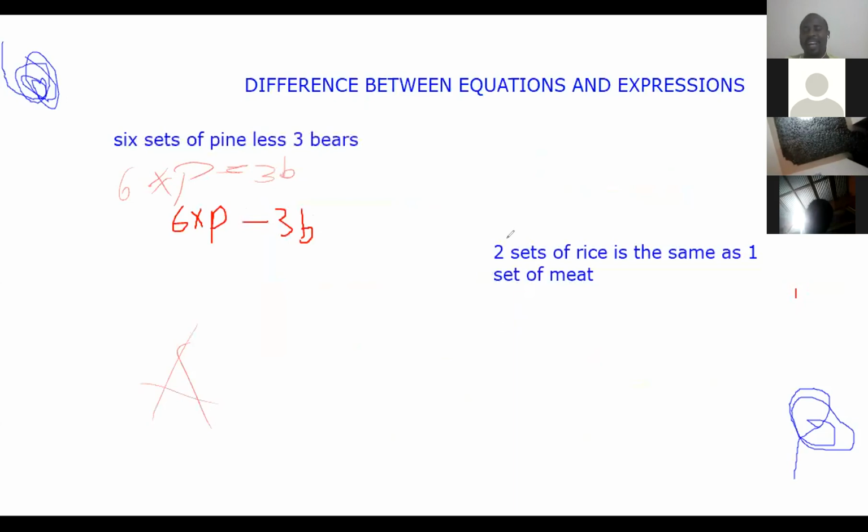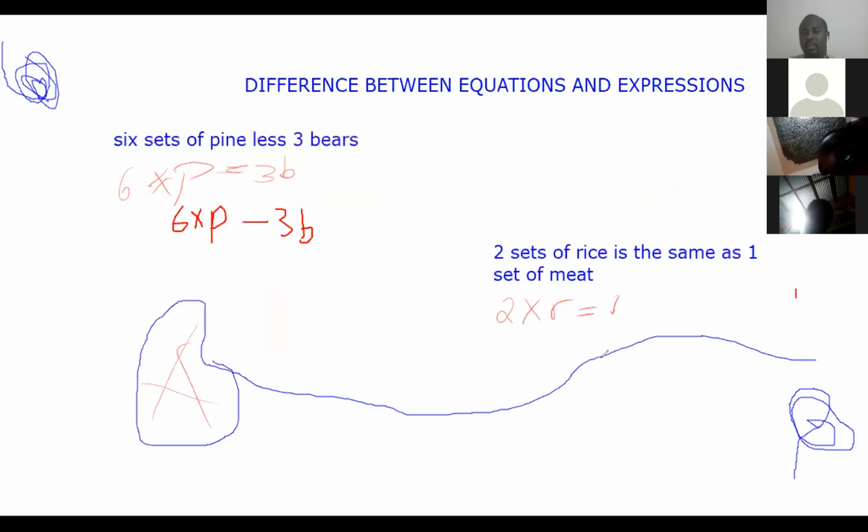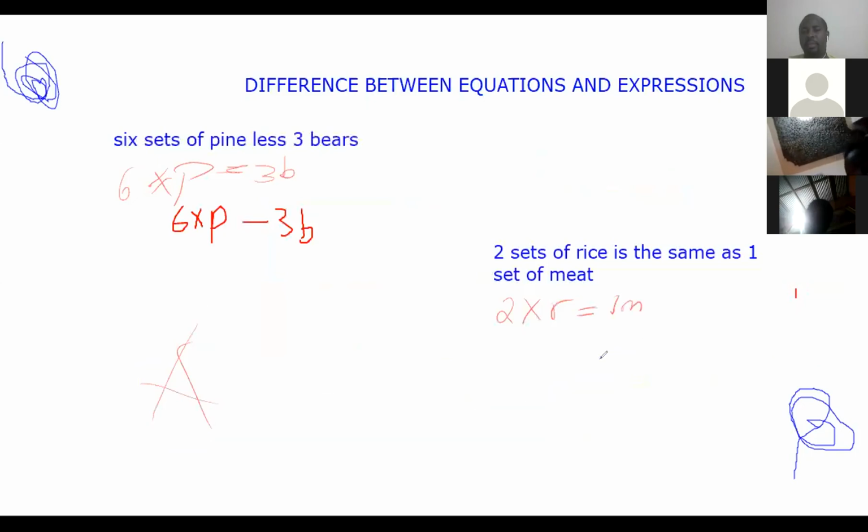All right, next one now. Devonique, Dejan, Zaria, come on, next one now. 2 sets of rice is the same as. What does same as mean? Same as. 1M, right? Good, yes, good job.